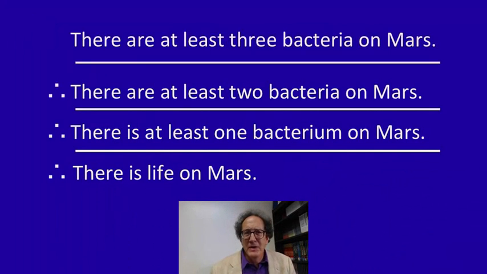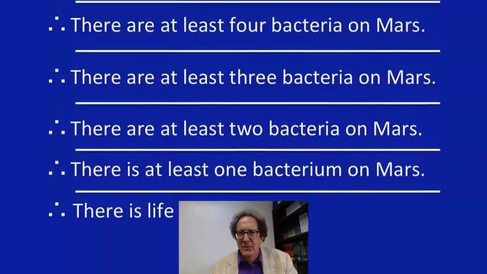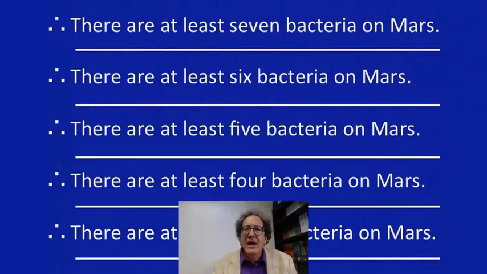Well, there are at least three bacteria on Mars. Therefore, there are at least two bacteria on Mars. But how do you know there are at least three? Well, there are at least four, so there are at least three. Well, there are at least five, so there are at least four. Well, there are at least six, so there are at least five. And so on and so on and so on. You could go on infinitely. So an infinite chain of arguments would allow you to prove that there's life on Mars, even if you have no evidence whatsoever of any bacteria.